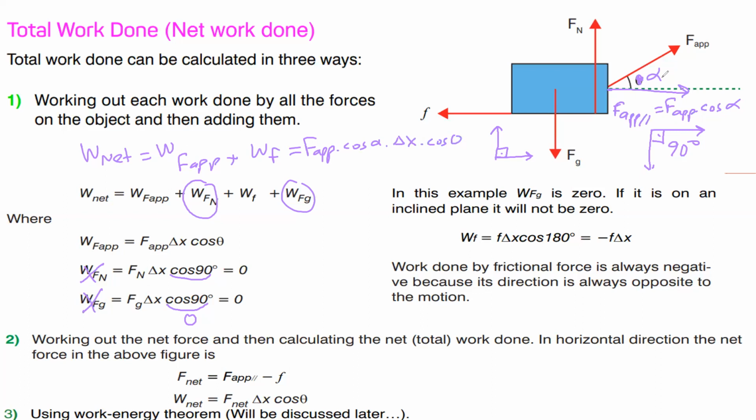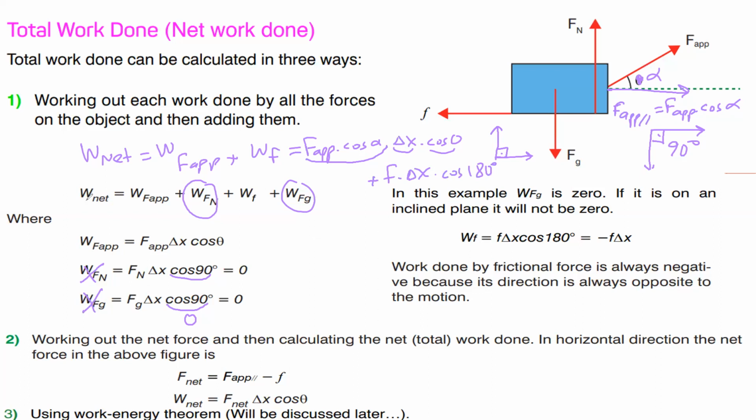All right, so first of all, you are getting F applied parallel, times delta x, times cos 0, plus friction force times delta x times cos 180. Just remember, if the direction of force and direction of motion are the same, you are using cos 0. But if you have an angle and components, you must first get F applied parallel, then times delta x, and then times cos 0.